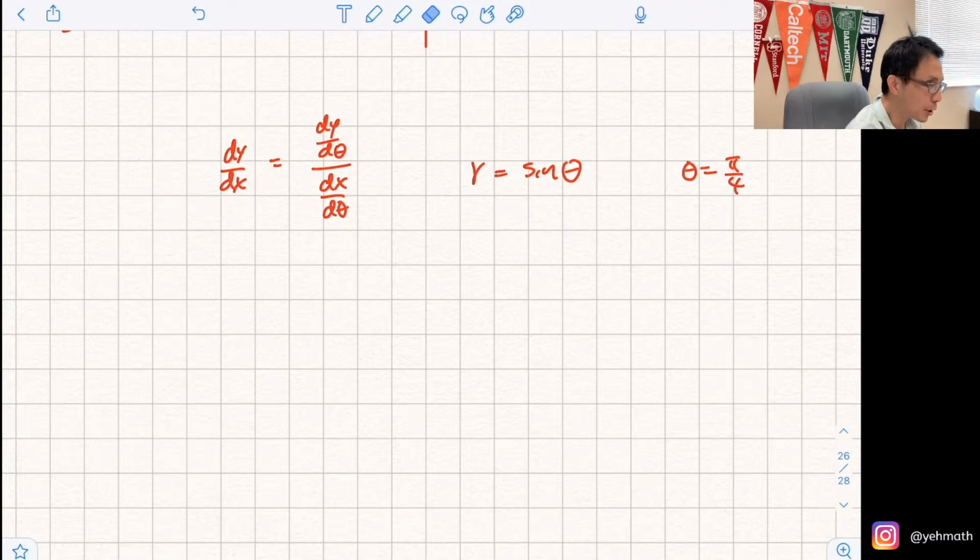Okay, well, do you want to take a derivative of r equals sine theta? So you have to figure out what is the x and what is the y first, right? So first, let's figure out what the r is. If theta is equal to pi over 4, what will r be? R would equal sine of pi over 4, which is square root 2 over 2. Good. So we got x and y coordinates.